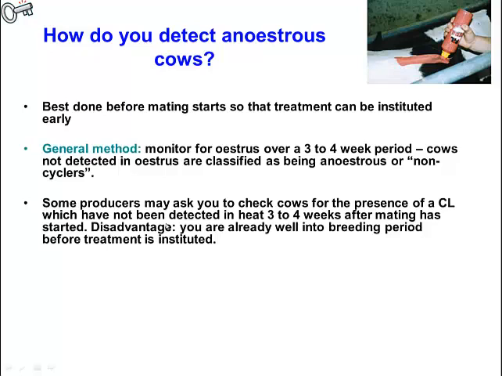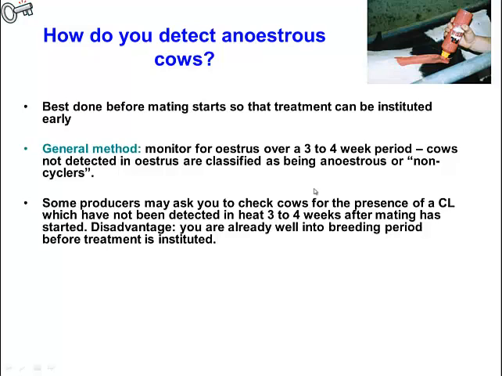Sometimes farmers will ask veterinarians to palpate cows for the presence of a corpus luteum, because they'll start mating and they'll say, well, 3 to 4 weeks after the start of mating, can you check those cows because I haven't seen them in heat and I just want to make sure they're ovulating. And so they'll ask the vet to check for the presence of a corpus luteum. The problem is, by waiting 3 to 4 weeks after mating has started, these cows are already late cows, and then if you're going to treat them, it's going to take a number of days to treat them, and so they're not going to get pregnant until at least week 5 or 6 or longer.